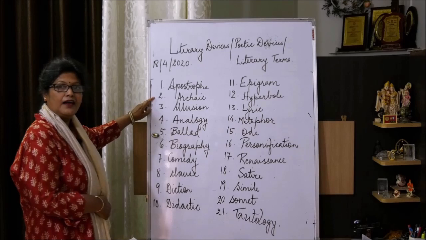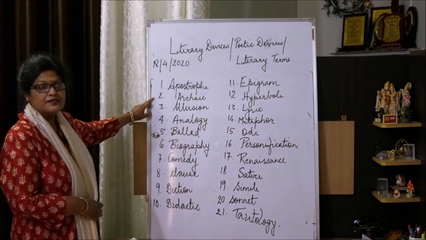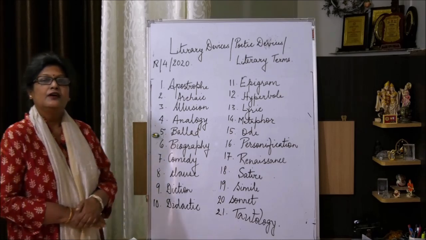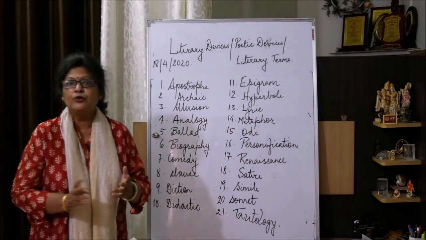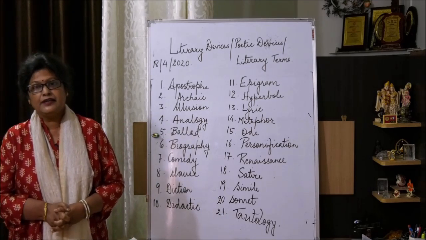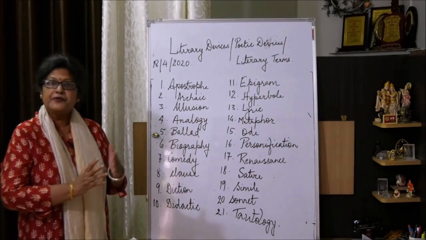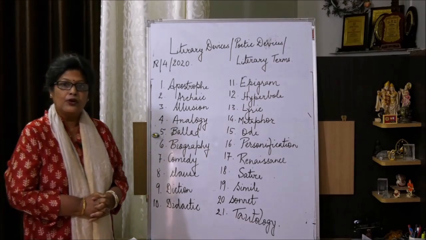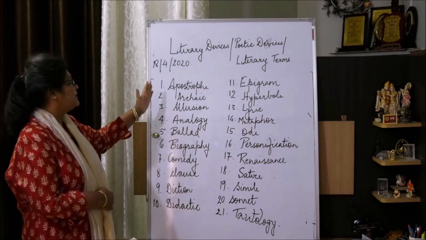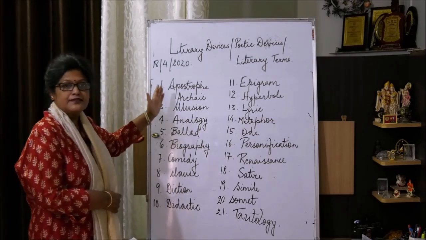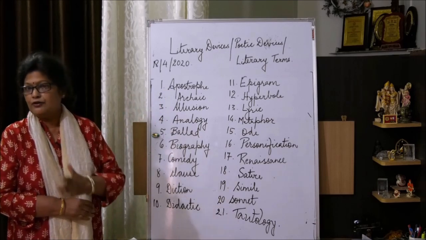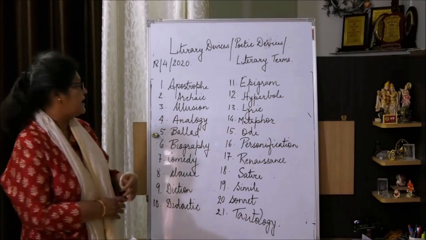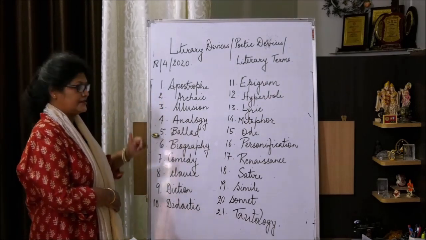Second is archaic. Archaic means the use of old terms of English that are no longer in use in modern English. They were previously used in medieval and Old English. They are called the archaic terms. For example, steed for the horse, kirk for church, these are all archaic words.